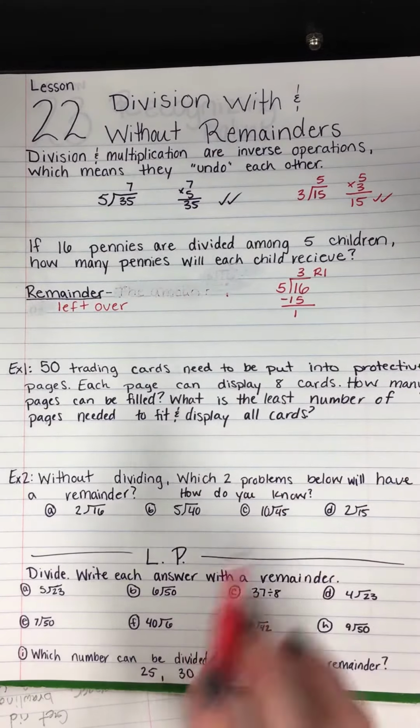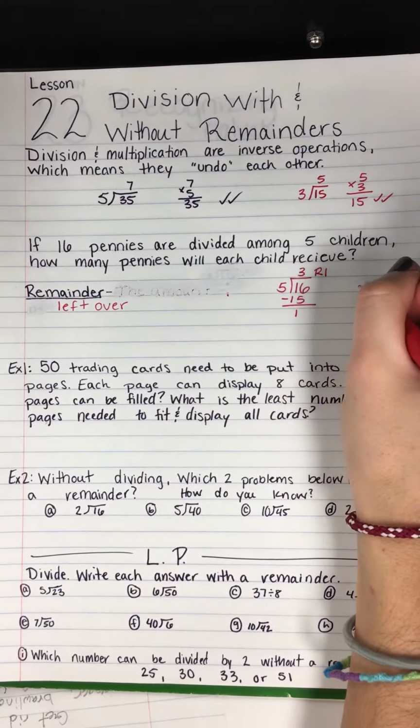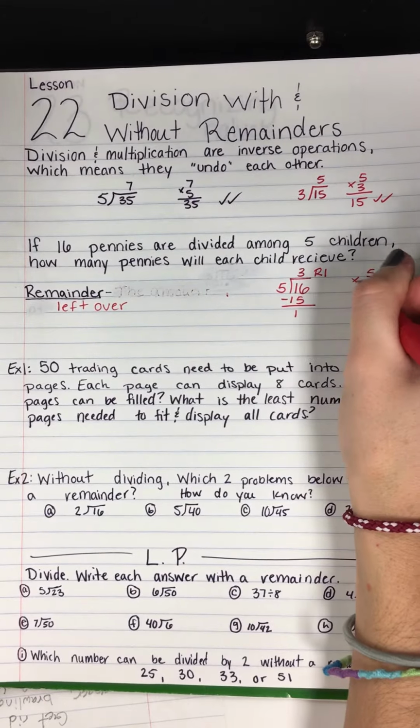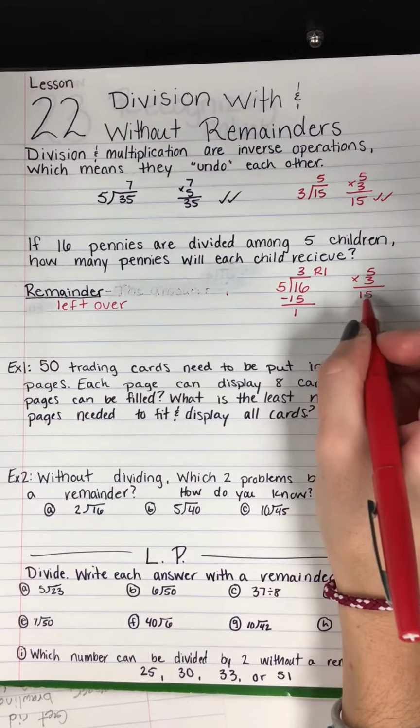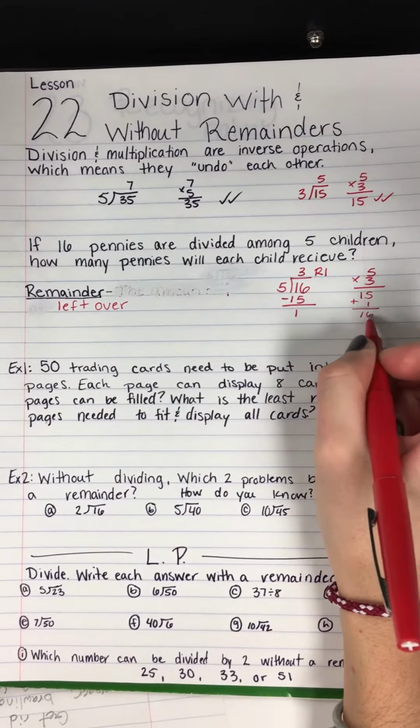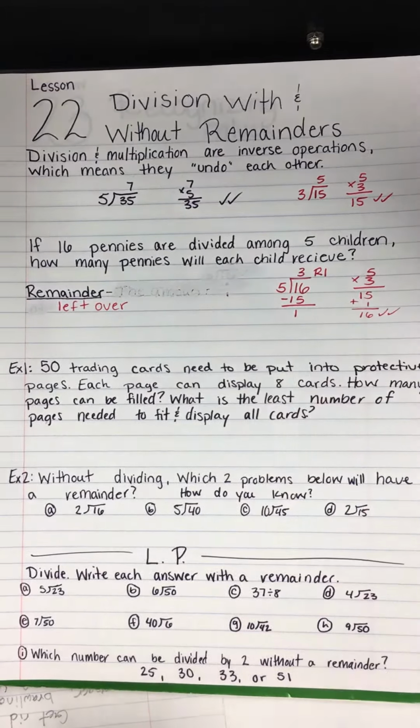And how could you check that that answer is correct? Well, you have to do 5 times 3, and then you're adding whatever your remainder is. So 15 plus 1 equals 16, and that checks out.